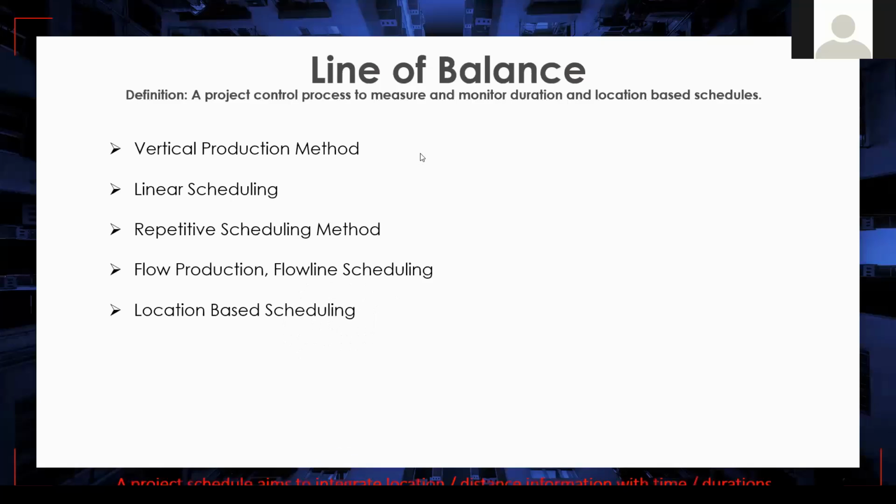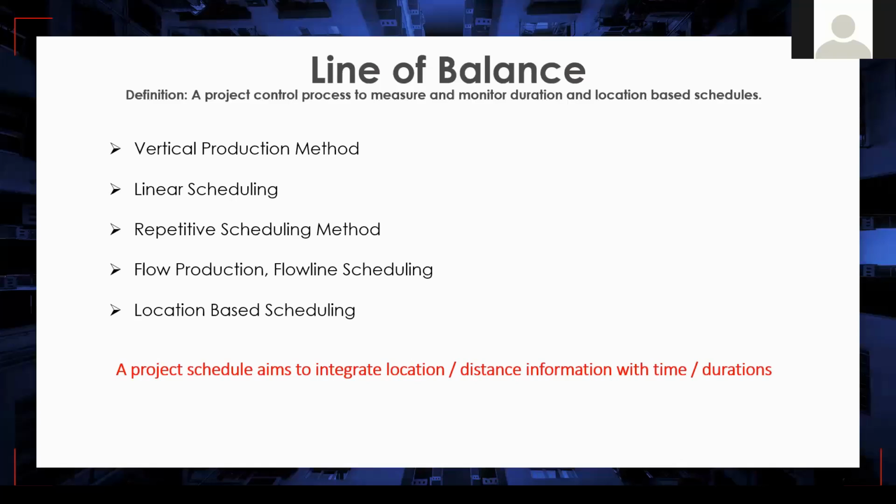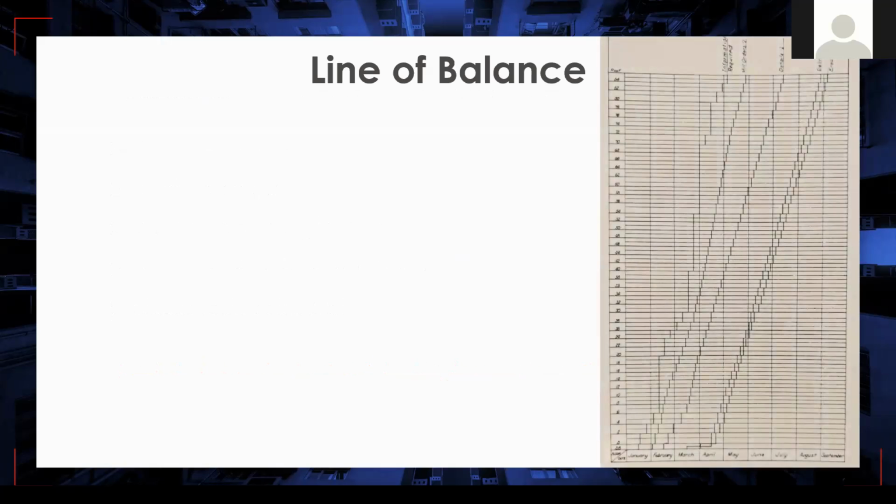So these all refer to one thing, which is a project schedule that aims to integrate location or distance information with time and duration. The main idea is that we have a schedule. We have CPM schedules, a worldwide known approach for planning and project control. What we do is add one more dimension: we add the location information into our schedule. Then we are able to display the whole project schedule, all the scope, and we can also control the project status within a single view.